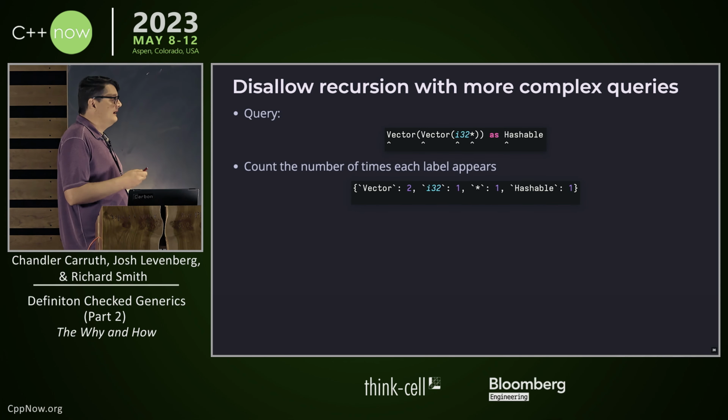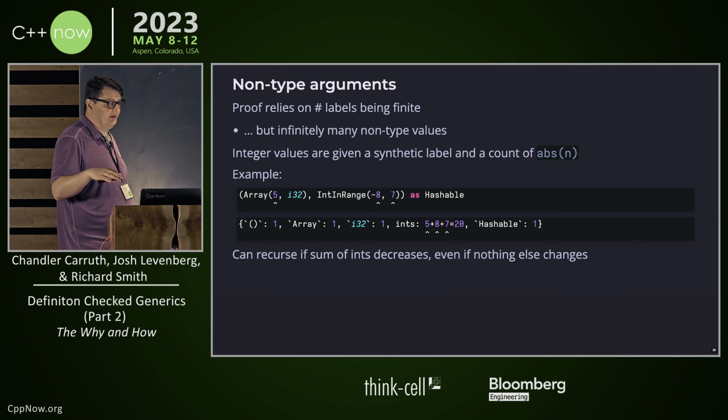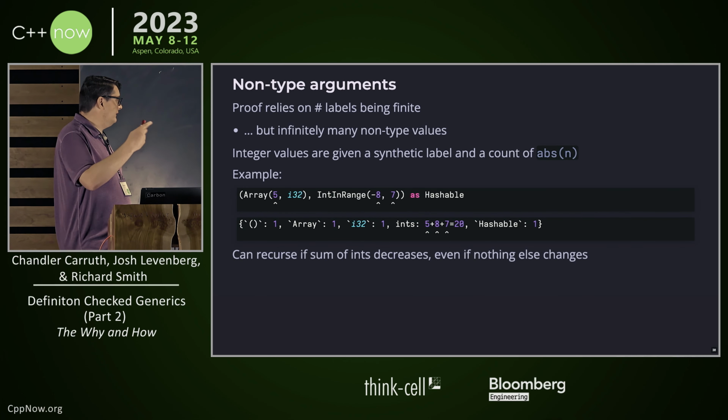So for example, if our query is, we're saying if a pair of array of 5 ints and an integer between -8 and 7 is hashable, then we're going to form a count like this, where the synthetic number of integers is 5 plus 8 plus 7 is 20. And then we'll allow recursion if this sum of absolute values of integers is decreasing, even if nothing else is changing. And if the sum of the absolute values of integers is the same or getting bigger, then that's not going to be enough for us to keep going, even if the integers are moving around.